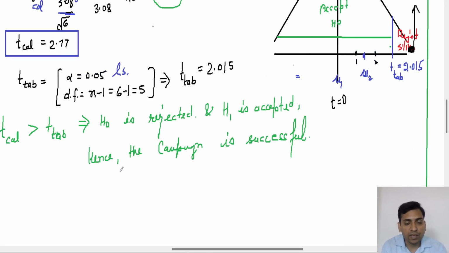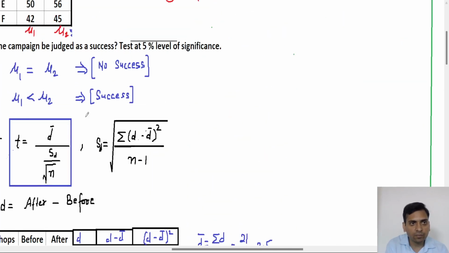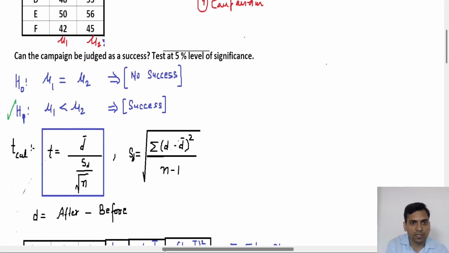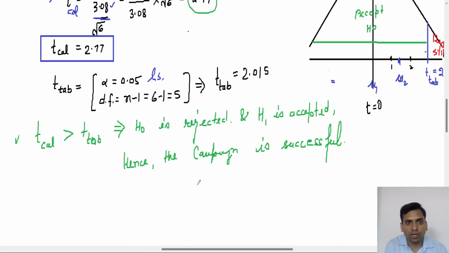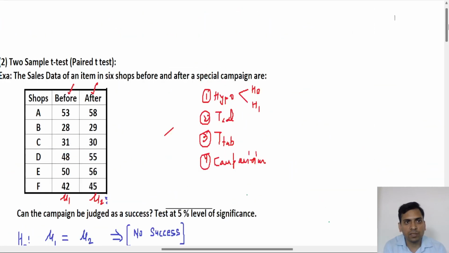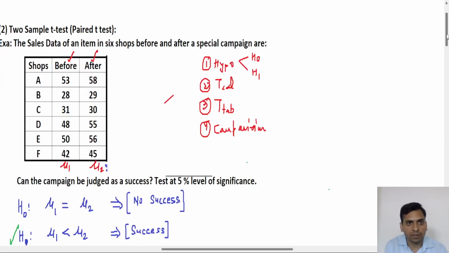Hence, the campaign is successful or unsuccessful. No success means H0 accepted, and success means H1 accepted. So in this case, H0 is rejected and H1 is accepted. This means your campaigning is successful. So we can write that the campaigning is successful. So this is the two sample t-test for paired sample. It's called the paired t-test.